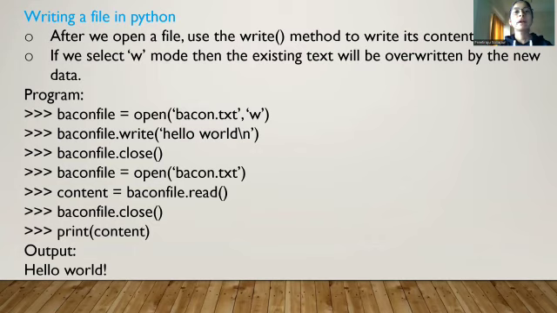Next, we close the background file by using the close function. Now the same background file is opened again, then we assign a file object called content in which the background file is read, then we close the background file using the close function. Next, print the content. Now the output we have is hello world.